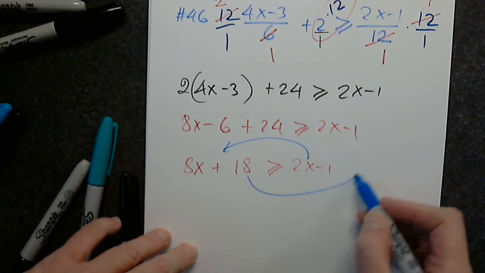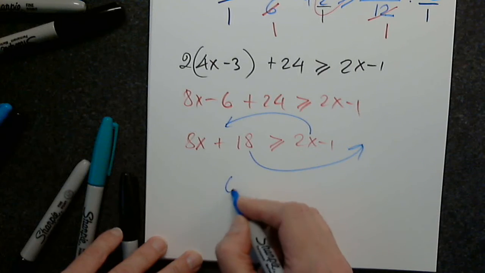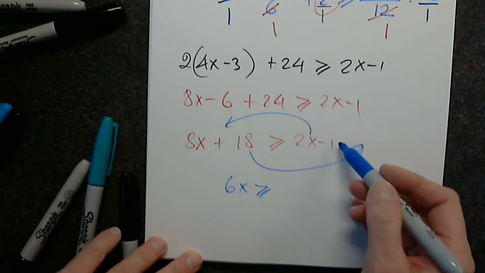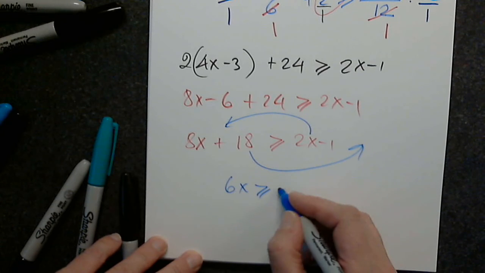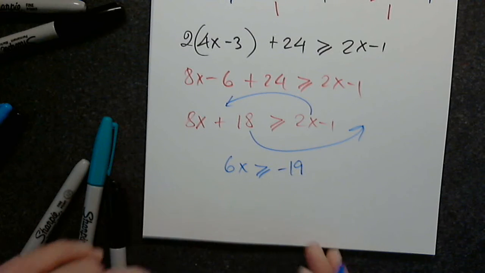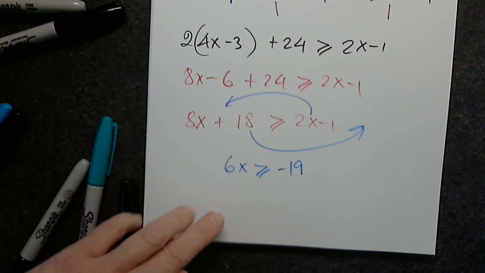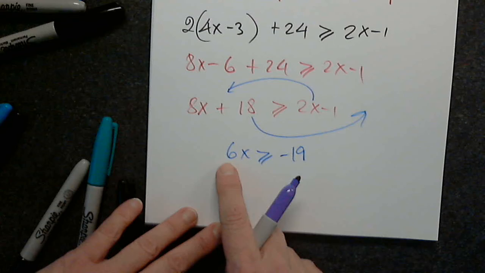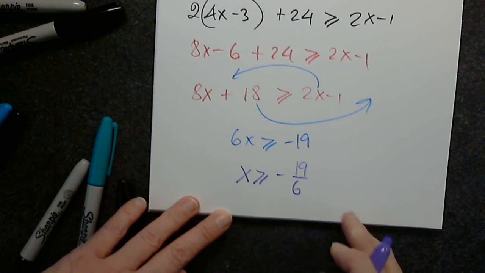Only now you're free to move terms around. Move 2x here and move 18 here. 8x minus 2x is 6x, and then 18 moved becomes negative 18, minus 1 is negative 19. What will be the final step here? However, we also have to present the solution in interval notation. We'll divide by 6. Yes, 6 is a positive number, so we do not switch the inequality symbol.